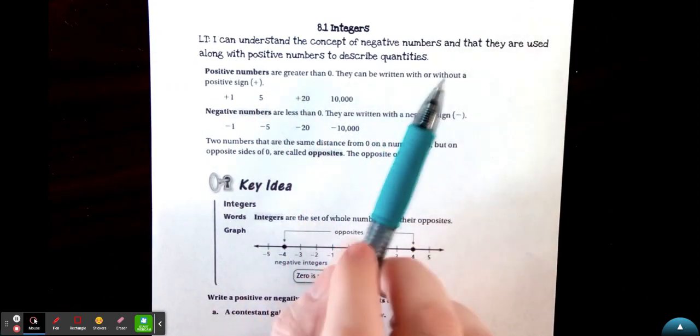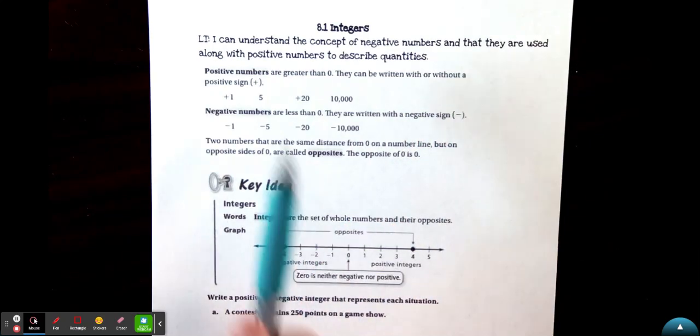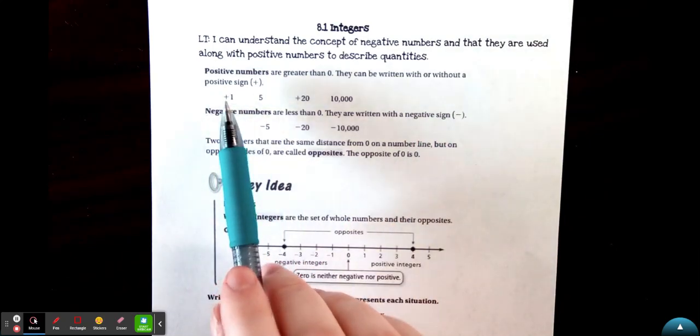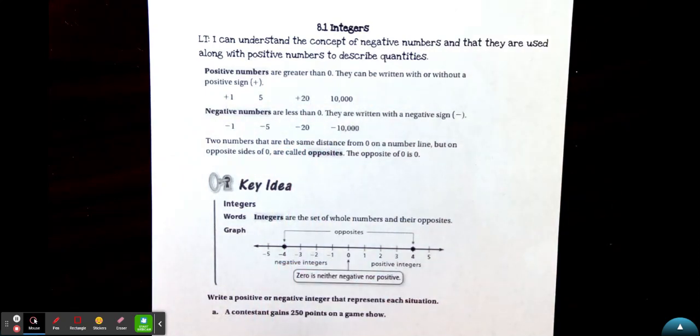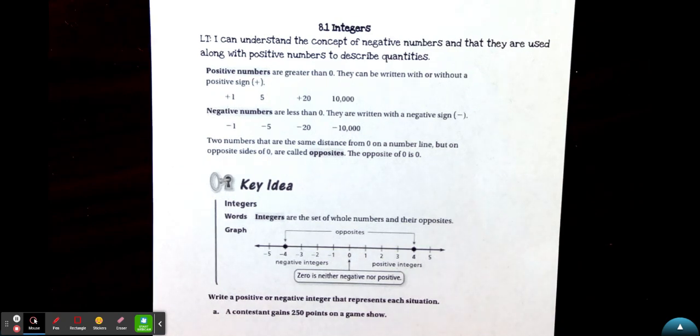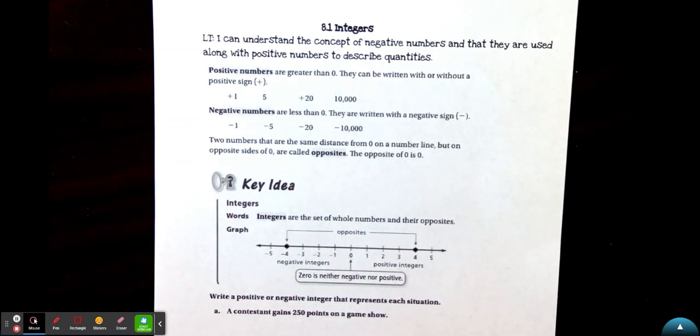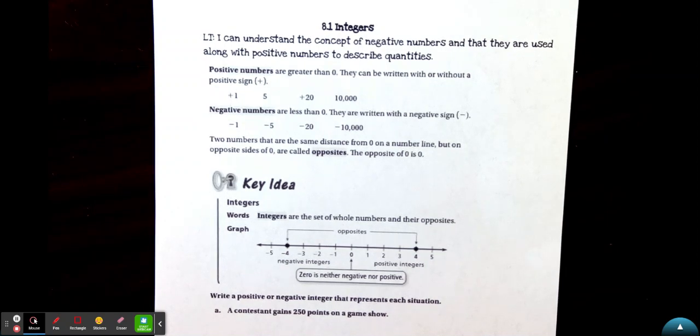They can be written with or without a positive sign. So we could write them as positive 2 or positive 1, 5, positive 20, 10,000. Those are all positive numbers, right? Okay, then we have negative numbers. Those are numbers less than 0, and they always must be written with a negative sign. So negative 1, negative 5, negative 20, negative 10,000.